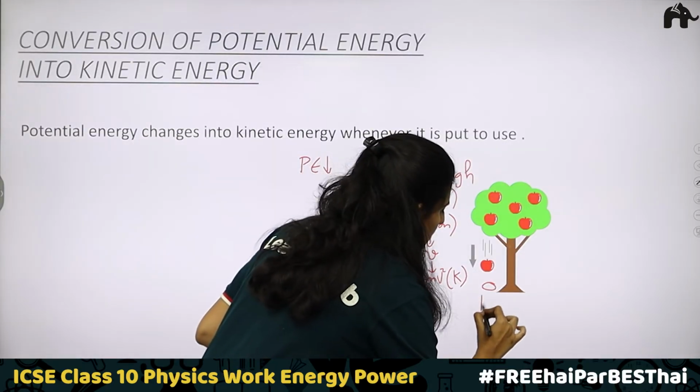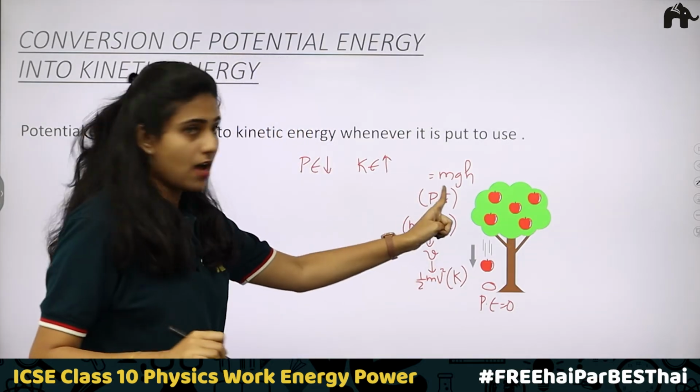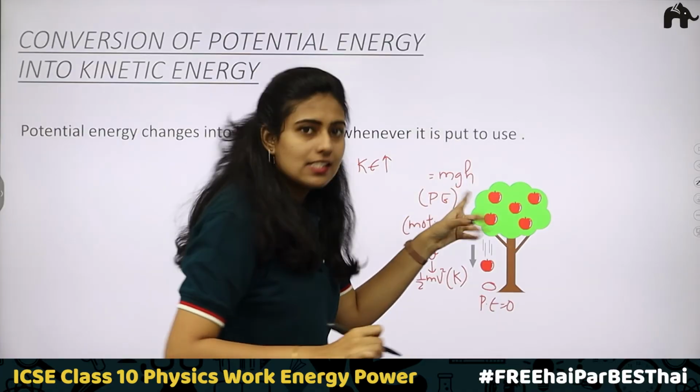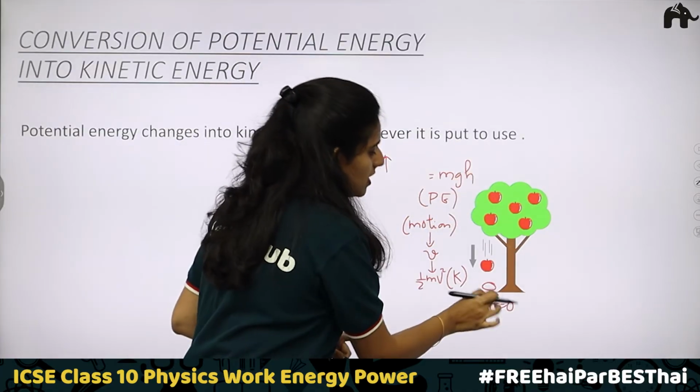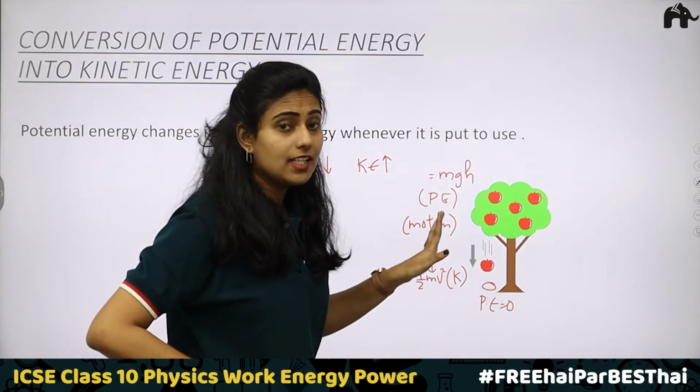Potential energy will become equal to 0. Why? Potential energy depends on mass, acceleration due to gravity and height. Mass is a constant, g is a constant, height becomes 0 at the ground. Potential energy becomes 0. What about kinetic energy?